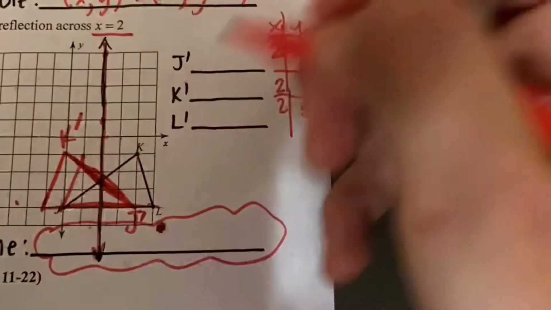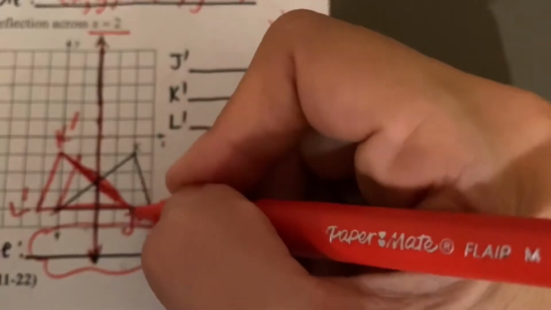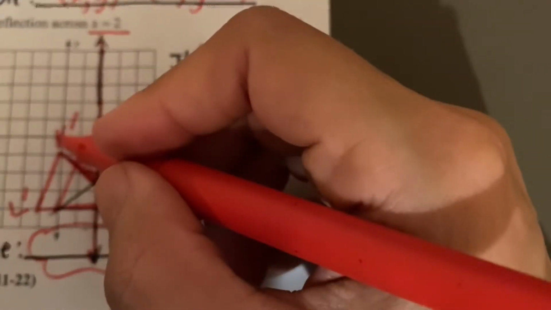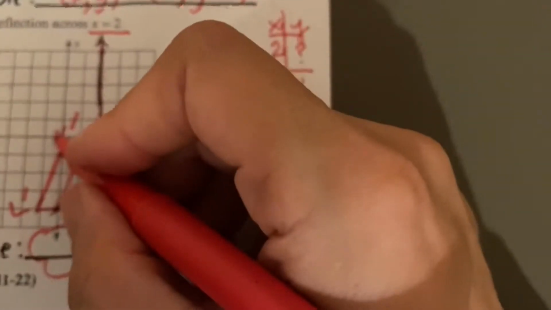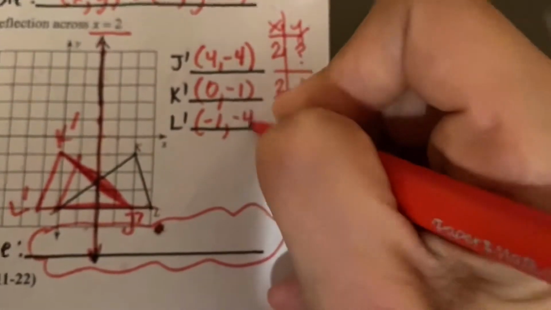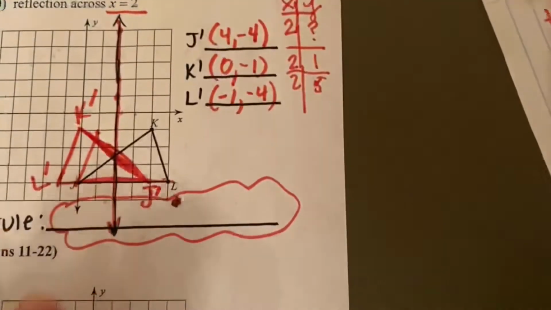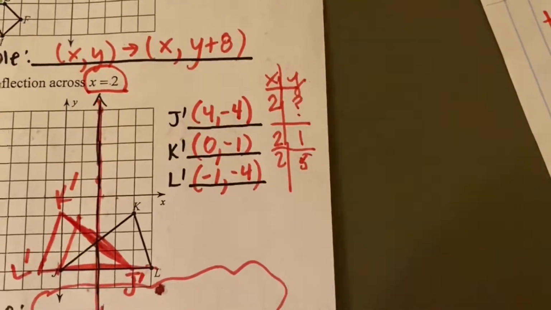So this is now J prime, K prime, L prime. Let's check out these coordinates. We got (4, -4). K, we got (0, -1). L, we have (-2, ...) or -1, 1, 2, 3, 4, -4. Okay, so we don't really have a rule, but we know that this is definitely looking like somebody flipped this thing over that line, and the line is x = 2. Cool. Let's keep going.